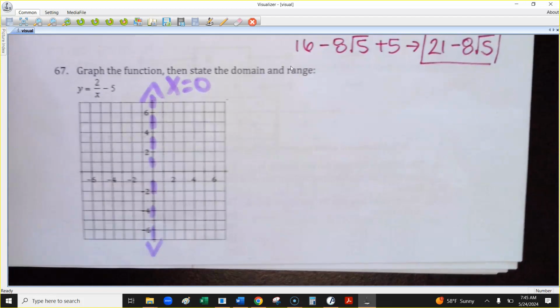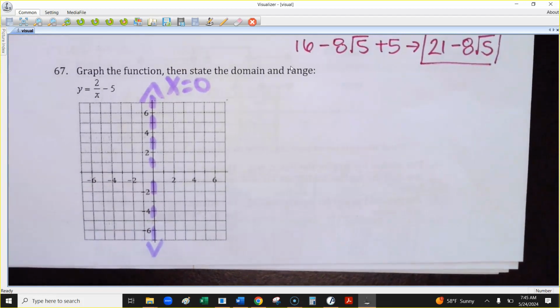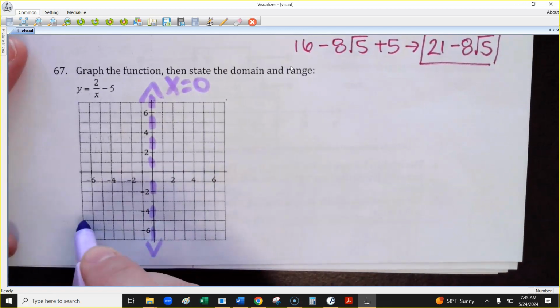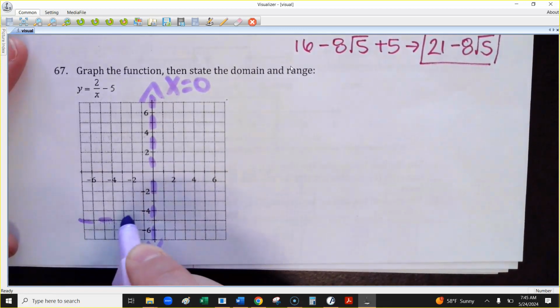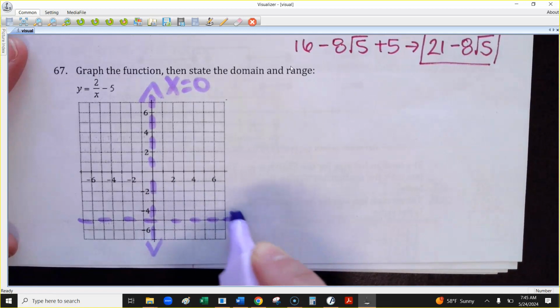And then the 5 on the outside, it's minus 5. That scooches the graph up or down. You just copy that. So I'm going to copy a negative 5. And that'll be my horizontal asymptote.